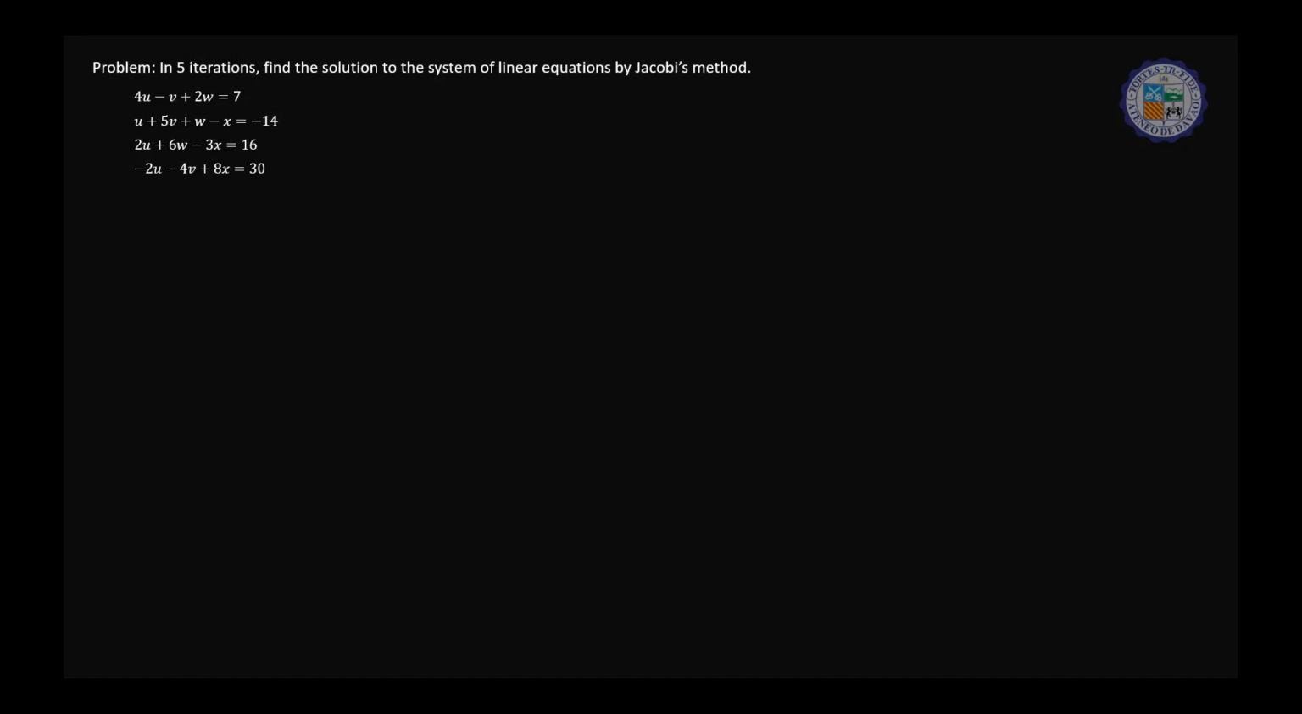Next problem. In 5 iterations, find the solution to the system of linear equations by Jacobi's method. So we will use the same linear equations as the Gauss-Seidel sample problem. Jacobi's iteration method is an alternative to Gauss-Seidel.